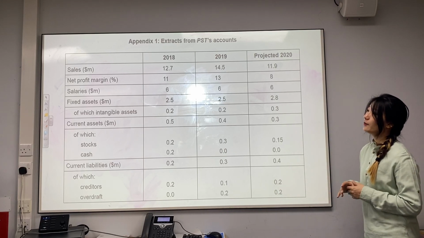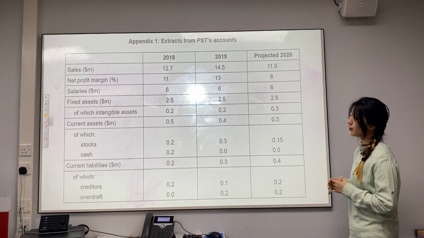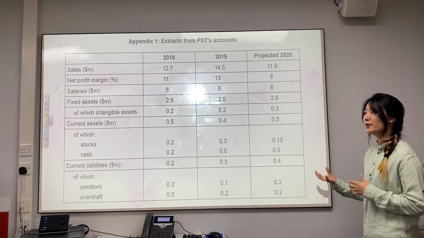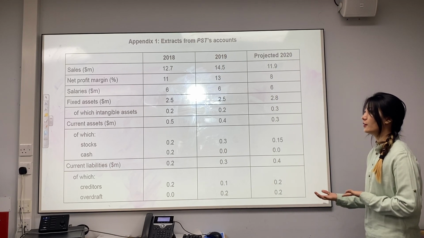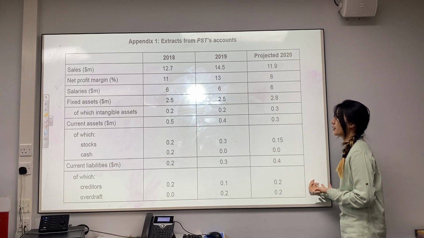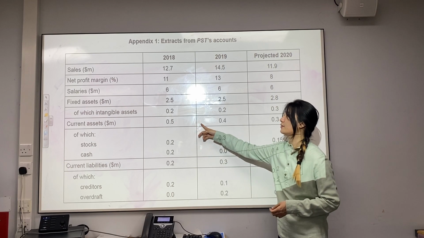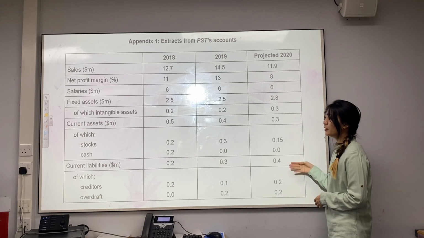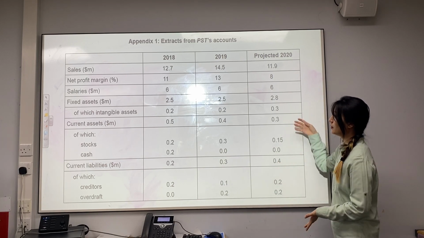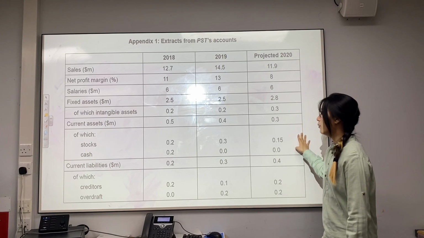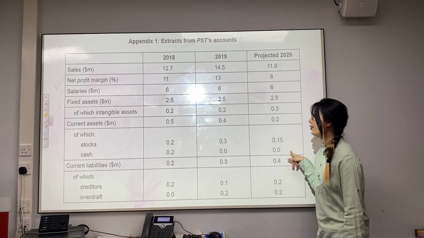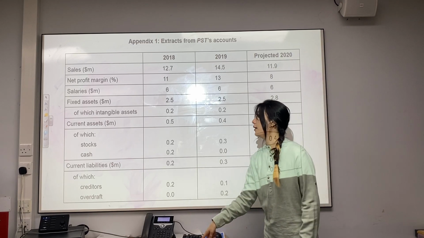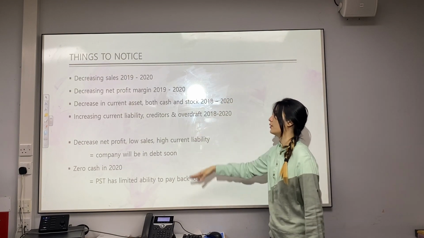What are some things that are important to notice? What are some calculations we could expect our questions to ask us to do? What are some main points of problems or good points that we see within the PST's financial situation? One thing, current assets are decreasing. On the other hand, current liabilities are increasing. Liabilities means money I have to pay back. Assets are the money I have. Moreover, our cash reached 0 in 2019 and has stayed 0.